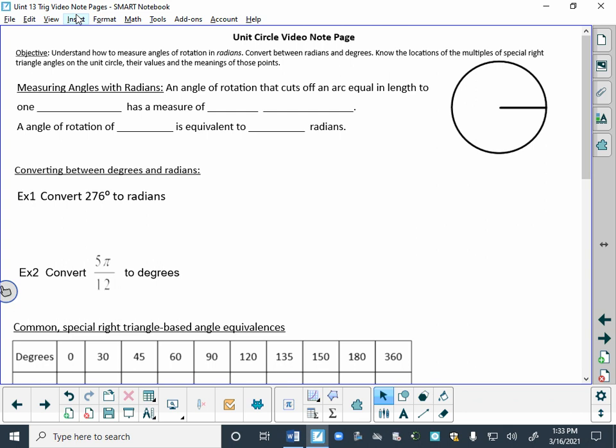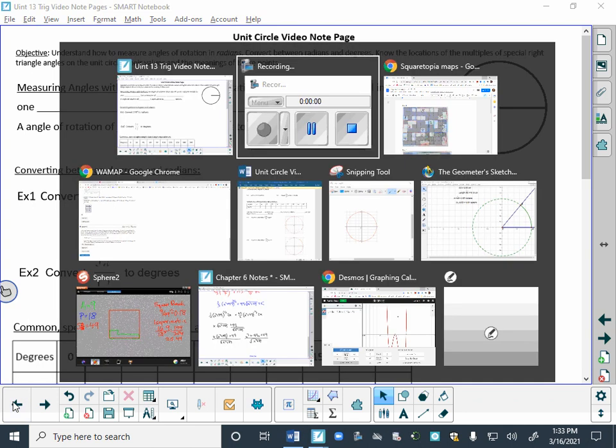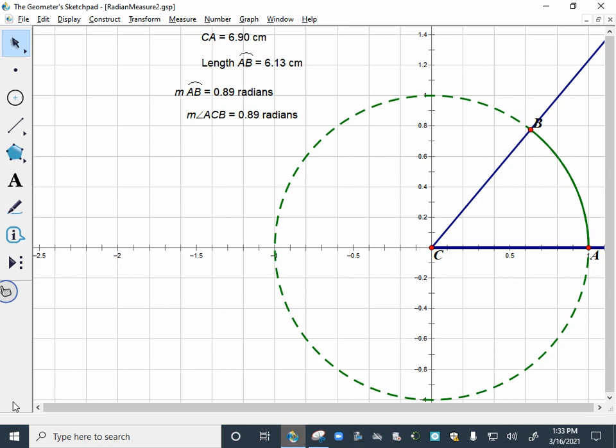So the idea of measuring an angle in radians, I'm going to demonstrate this with Geometry Sketchpad. And the idea here is that we've got a circle with radius 1. It's marked 1 there. It's measuring with some different units here, but CA is the radius of this circle.